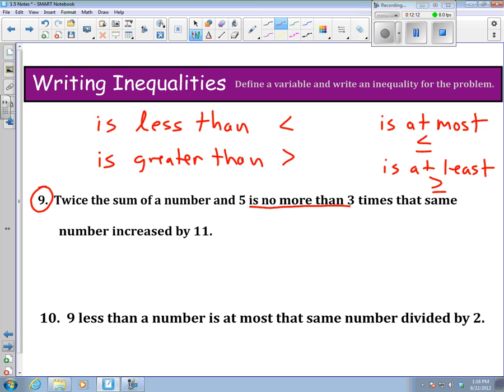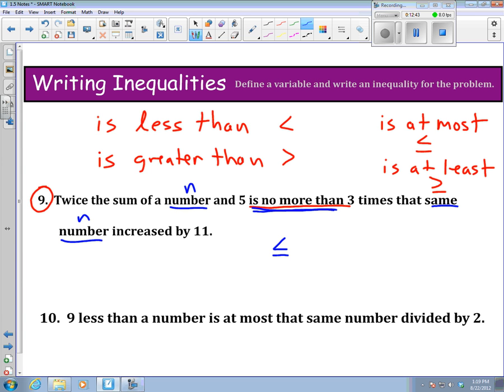We talk about a number here. I don't know what that number is, so I'll call it n. Here it talks about the same number. Well, that's also going to be n. They're talking about the same number. But let's go back to this. "Is no more than." "Is no more than" has to be less than or equal to.